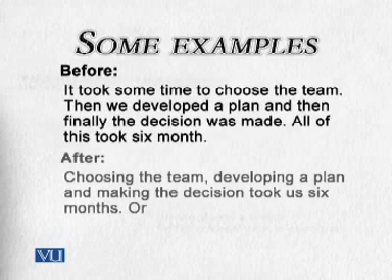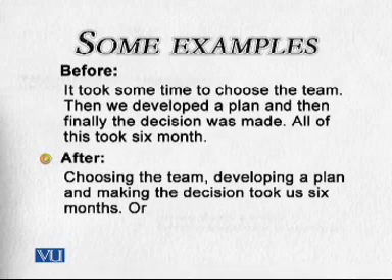Now, if you see the better version: choosing the team, present participle. I'm starting my sentence with a present participle. Choosing the team; the second verb also in present participle form, developing a plan, and making, the third also in present participle form. This is what we call parallelism. The verbs are parallel now. Choosing the team, developing a plan, and making the decision took us 6 months.